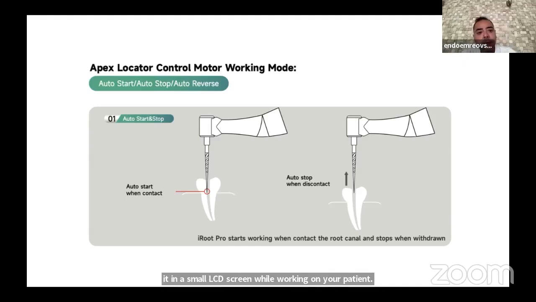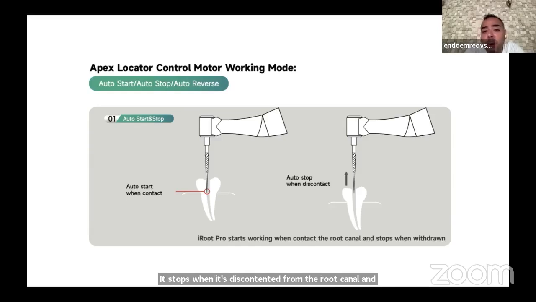And the working modes of the control unit are auto stop, auto reverse, and auto start. So if you put it into auto start mode, it can start by itself when it contacts the root canal, and it stops when you disconnect the file from the root canal system. So iRoot Pro starts working when it's integrated into the root canal, and to prevent any unknown actions when you remove it, it stops when it's disconnected from the root canal, and it's very important.